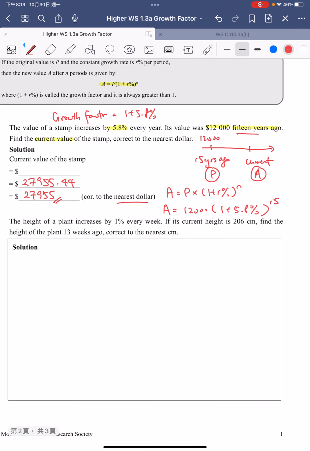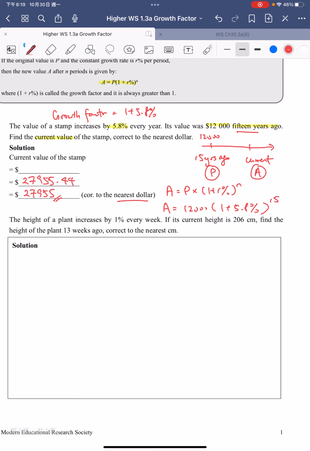Okay, so for the second question, the height of a plant increases 1% every week. So our growth factor is going to be equal to 1 plus 1%, and changing to decimal, you have 1.01. And its current height is 206 cm; find the height 13 weeks ago. Okay, so we still draw a timeline here. This is our future value, so this is our current, and the value is 206 cm. And then they're asking to find the height 13 weeks ago.